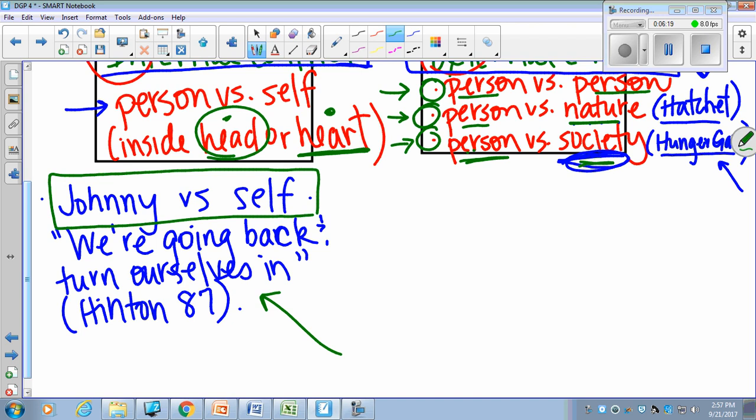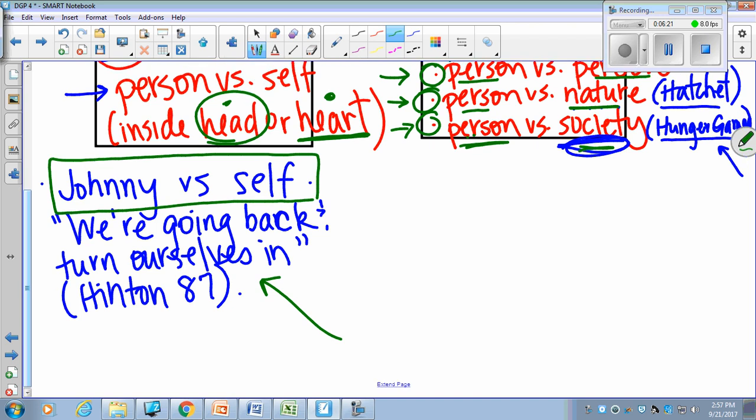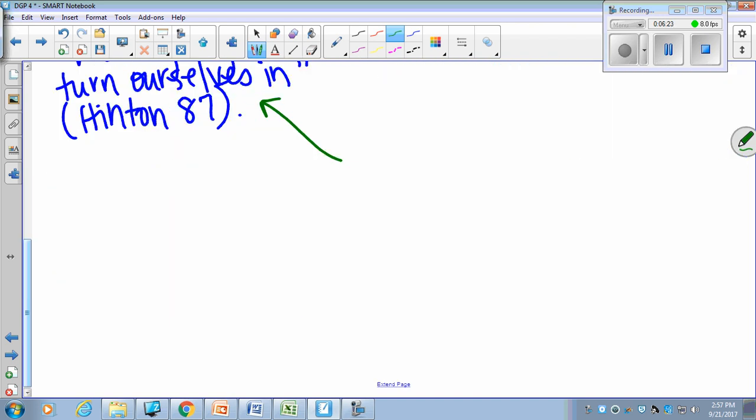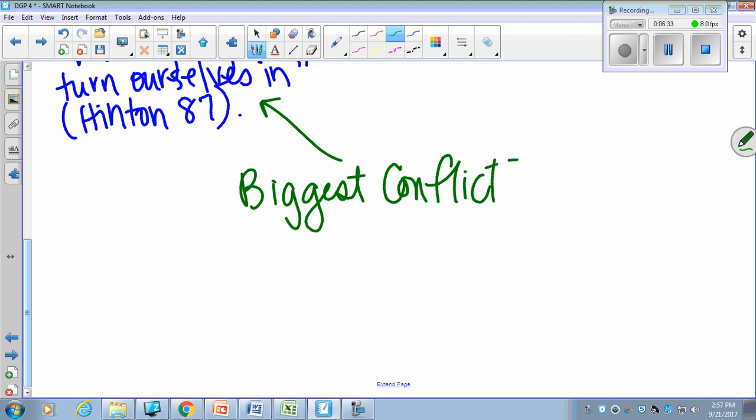And then finally, just to wrap up, I want you to be thinking about what is the biggest conflict. This is for your thinking. What is the biggest conflict in this novel?